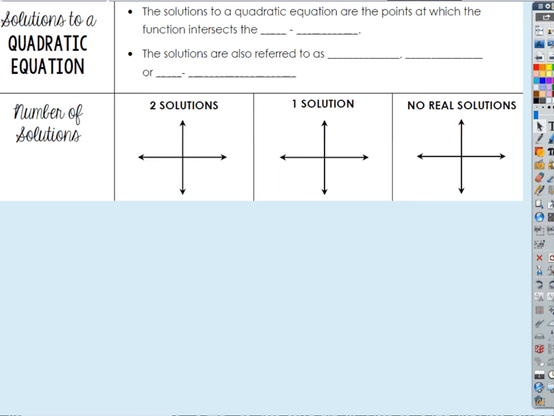Solutions to a quadratic equation are the points at which the function intersects the what? You fill in the blanks. If I were to graph a parabola, graph a quadratic function, the solutions are where the graph intersects what? The x-axis. So we could also refer to these solutions as zeros, roots, or x-intercepts.